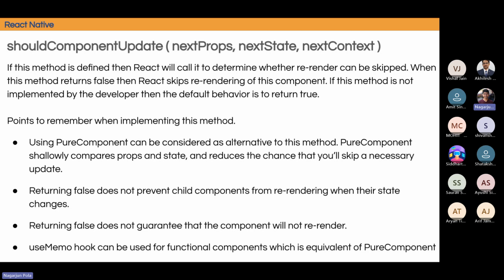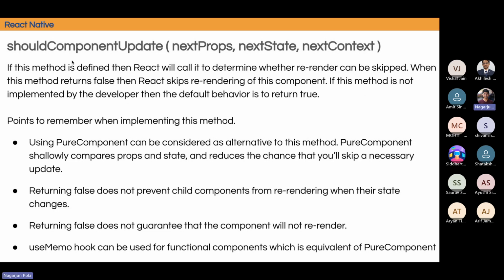And there is another method called shouldComponentUpdate. This method is ideally not required to be implemented, but only in cases where we want to optimize the performance of a React application, we can implement this method. Basically, what this method does is it accepts props, state, and context, and then it will return a Boolean. Whenever the returned Boolean is false, React will skip the rendering of that component.